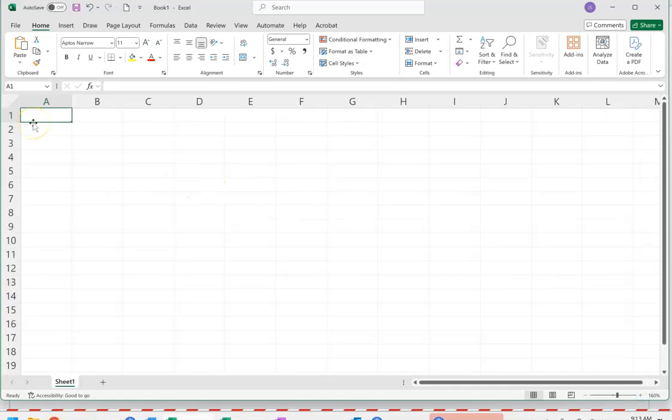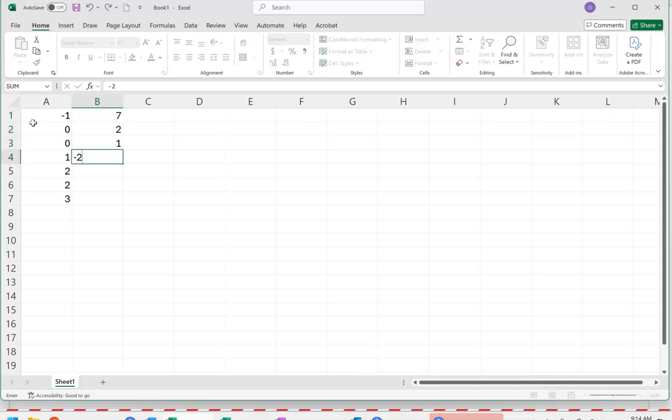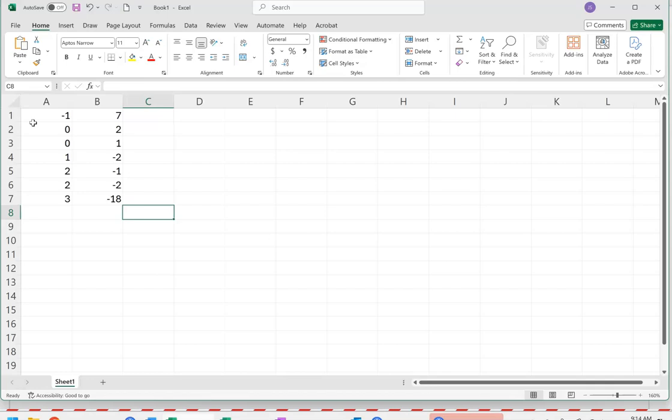All right, so we've got 7 points. I'm just going to type in the points to start with. I've got -1, 0, 0, 1, 2, 2, and 3. Those were the x coordinates. The outputs were 7, 2, 1, -2, -1, -2, and -18. Those were the points, right? So I've got the points entered.